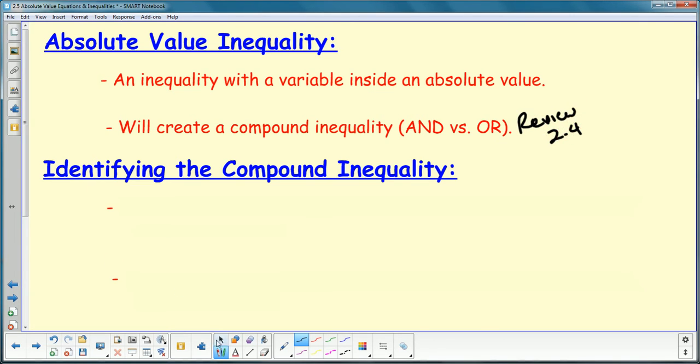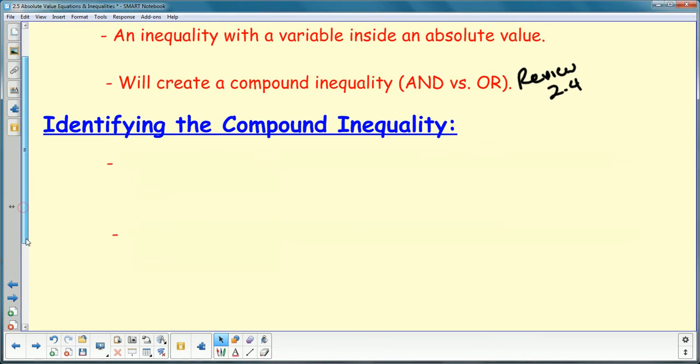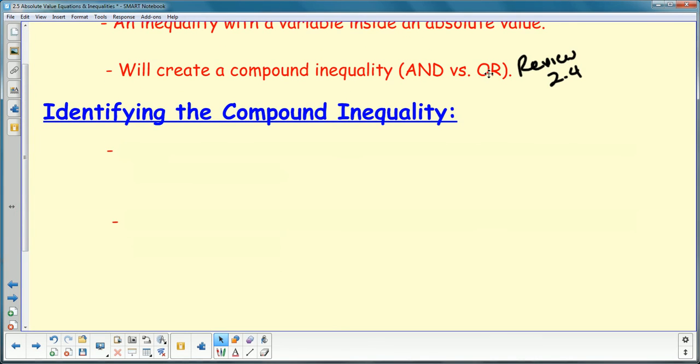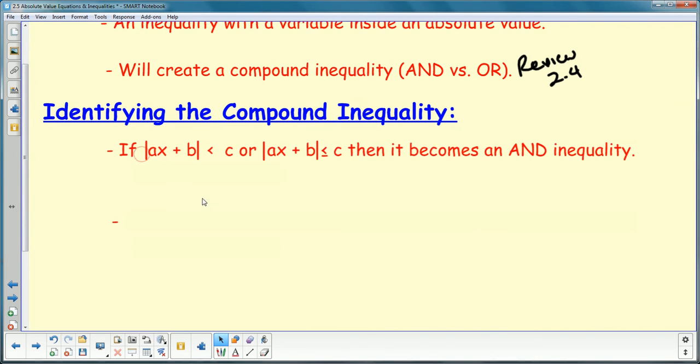Now, to decide whether it is an and inequality or an or inequality, we're going to look at something like this. The big thing to notice here is that when it's less than or less than or equal to, it becomes an and inequality. An example of that would be 3x plus 6 is less than 15.